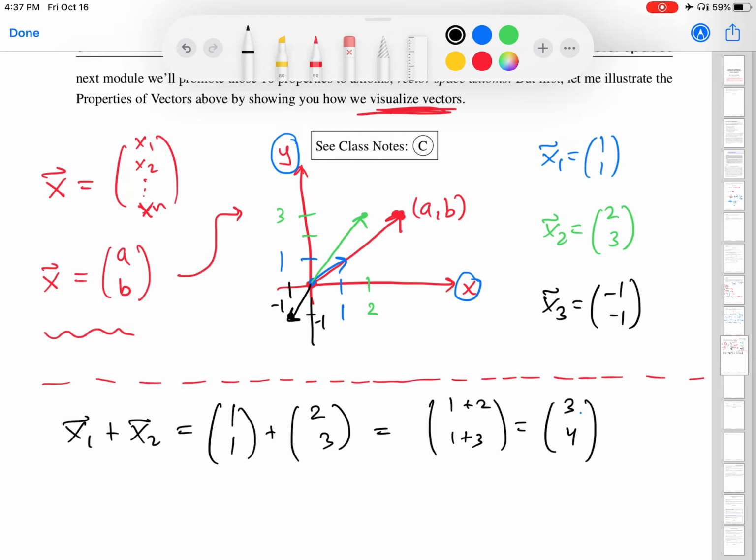So if I were to draw this as a visualization now, let me remove some of the clutter from this graph. Right? So what if I want to visualize this sum? I'm going to leave those two vectors up.